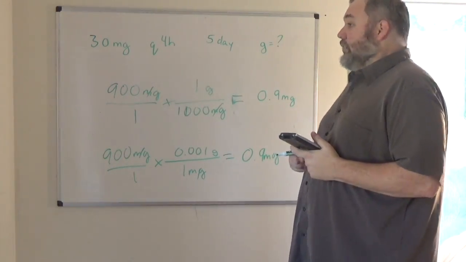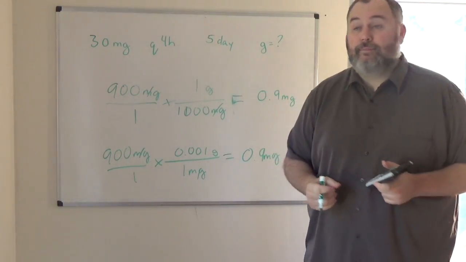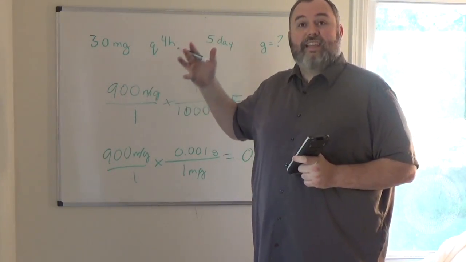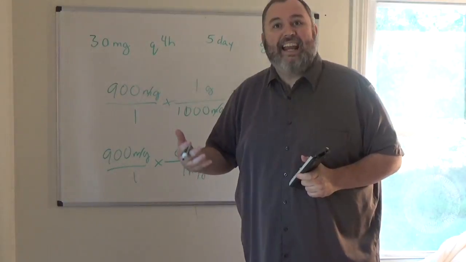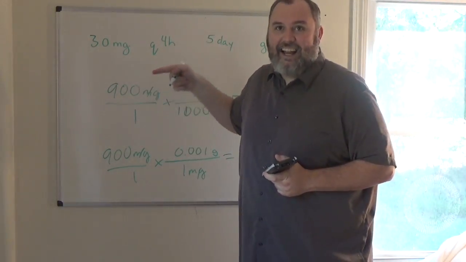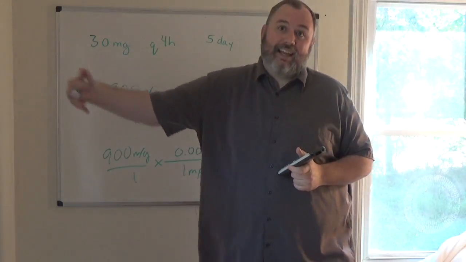Okay, so going back to the problem, I knew I had 30 milligrams every 4 hours. That meant that I was getting 180 milligrams a day. I did that for 5 days, so I was getting 900 milligrams over 5 days.